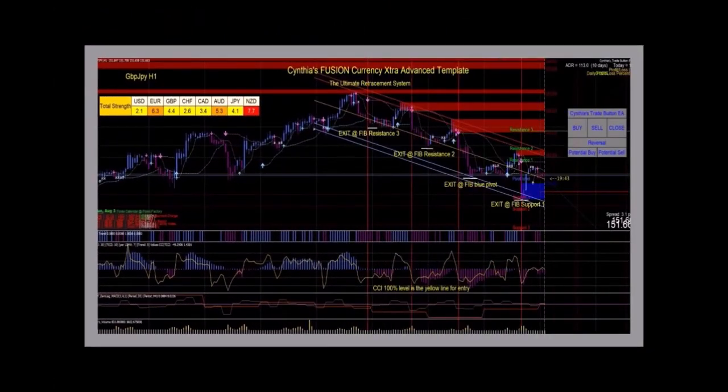This is the pound yen in a 1 hour chart, and I've drawn red lines to show perfect sell entries, and we plan our trade ahead of time. That's what I really emphasize. We use the Fibonacci support and resistance levels for entry and exit when all of the other indicators line up.